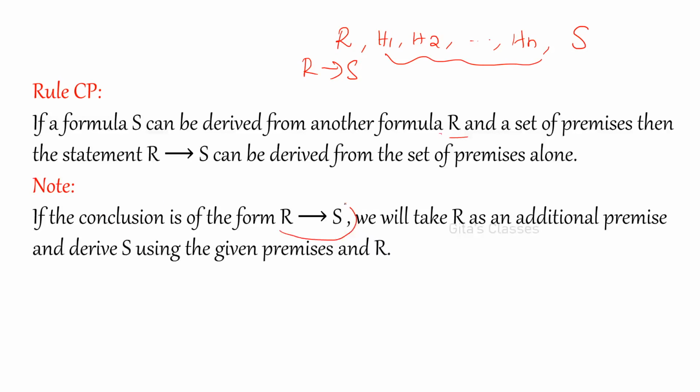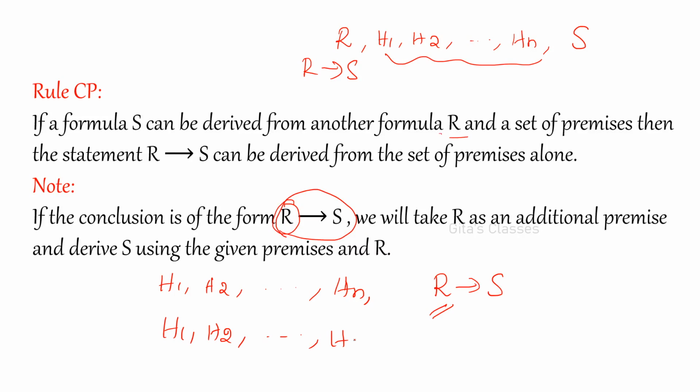If the conclusion is of the form R conditional S, then the method is very simple. Remove this R and add it as an additional premise, so the new set of premises will be H1, H2, etc., Hn along with R. I am removing this R and adding it as an additional premise, and I want to prove that S is the conclusion. This will be easier sometimes.